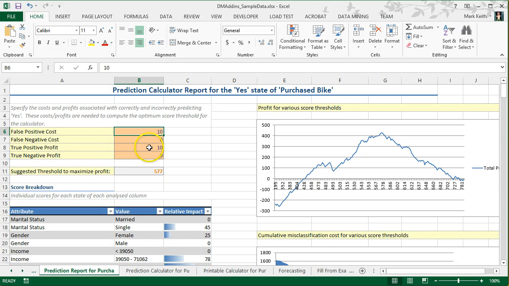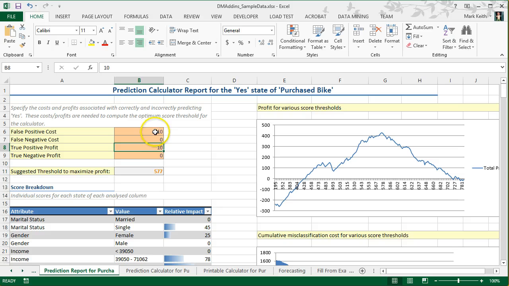True positive profit means I predicted someone was a yes, and they did. They went through and purchased a bike. This is the profit I make off of them. True negative profit is always going to be 0 because I predicted that they won't, and they didn't, therefore I made no money. So the actual numbers in these two cells are not as important as the relative difference between the numbers.